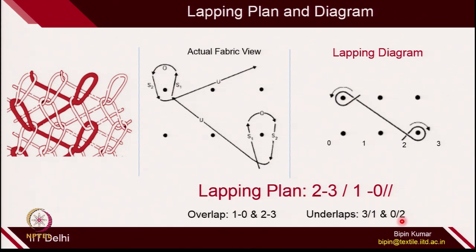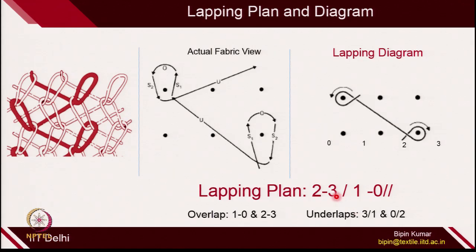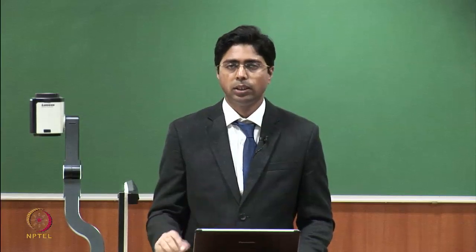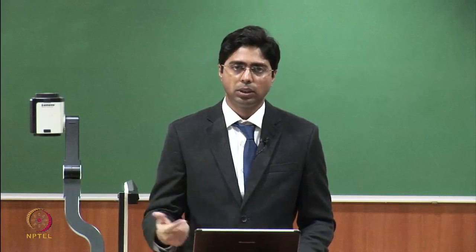So, in the entire design 2 courses need to be done. So, for making 2 courses, 2 overlaps and 2 underlaps has to be created, and all of this can be explained by lapping plan or lapping diagrams. In most of the literature and resources you will find some of these denotations in the form of lapping diagram or lapping plan. So, I hope that should be clear to you, and now you should be able to apply this to other warp knitted structures which you come across in your life.